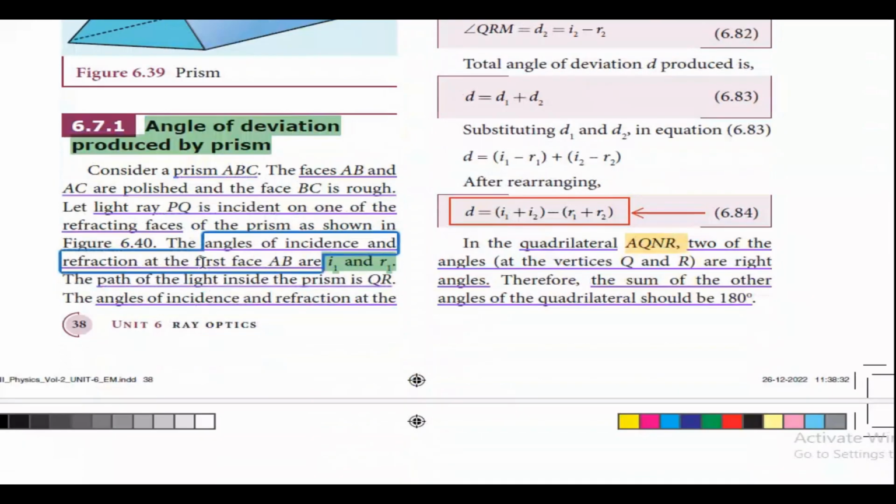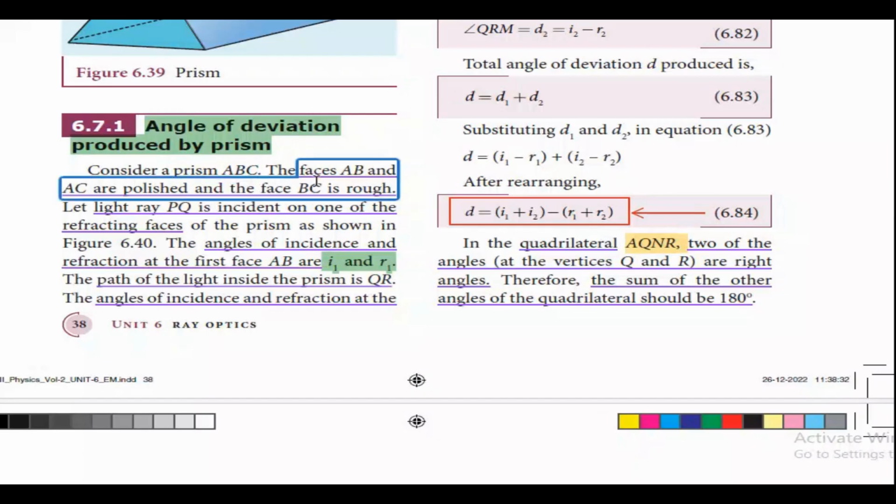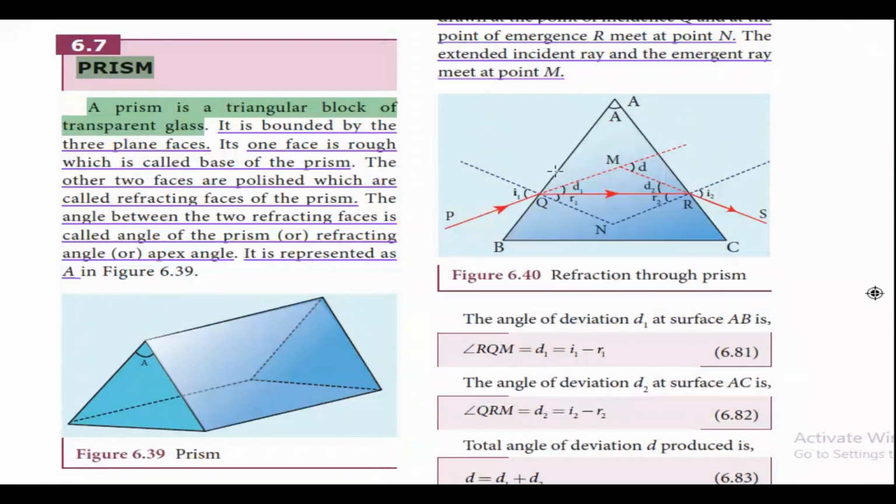Now let us see what is the angle of deviation produced by a prism. For that, let us consider a prism ABC. The faces AB and AC are polished, and the face BC is a rough surface, that is called the base of the prism. A light ray PQ is incident on one of the refracting faces of the prism as shown in the diagram, that is here.